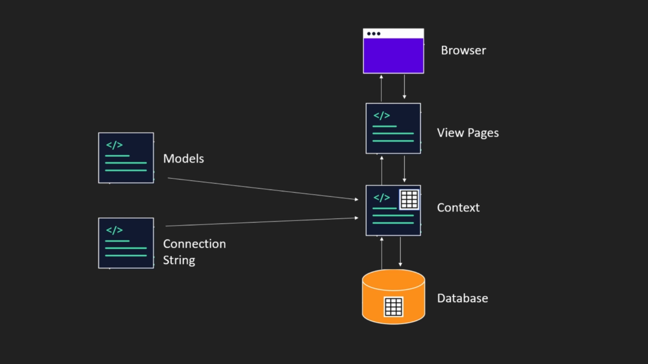There are then the view pages, where we write all the front-end side of the application, or in other words, what is displayed in the browser when we run the application. The view pages interact with the context in order to paste the data from the database into the pages, and afterwards they display everything that is written in them to the browser.